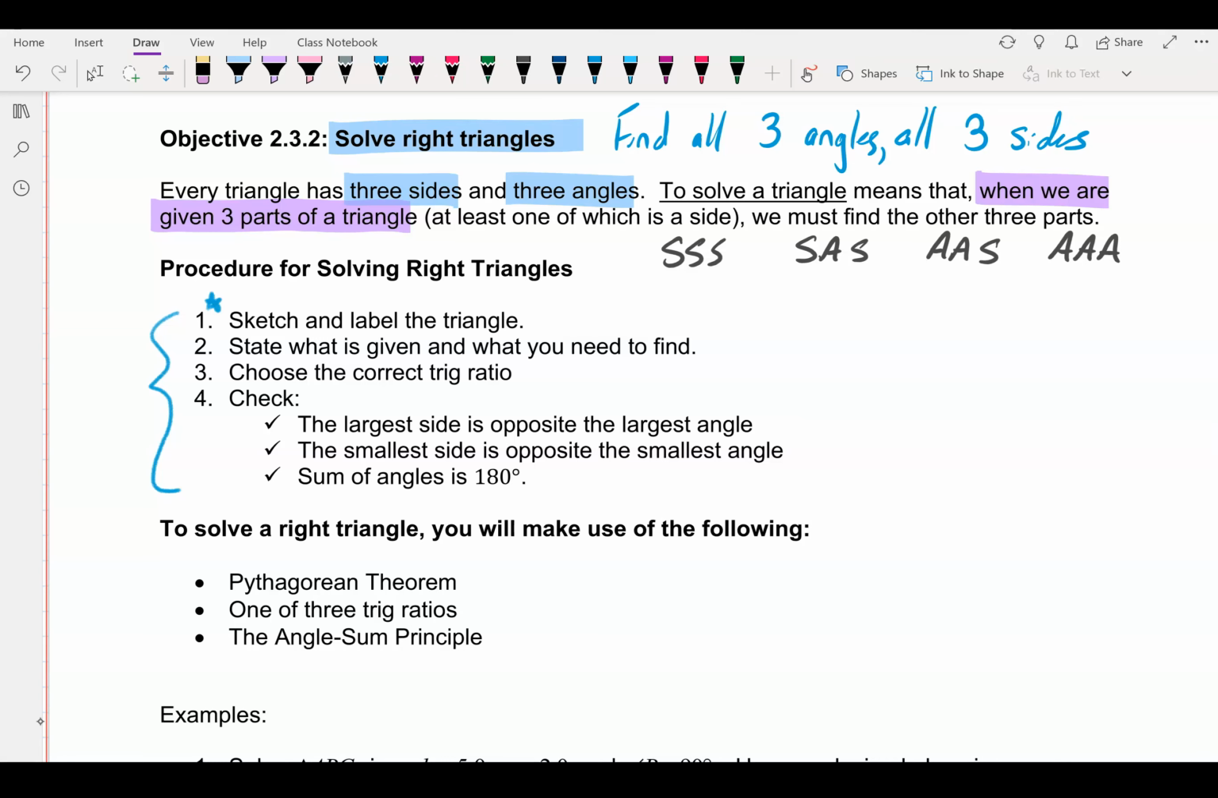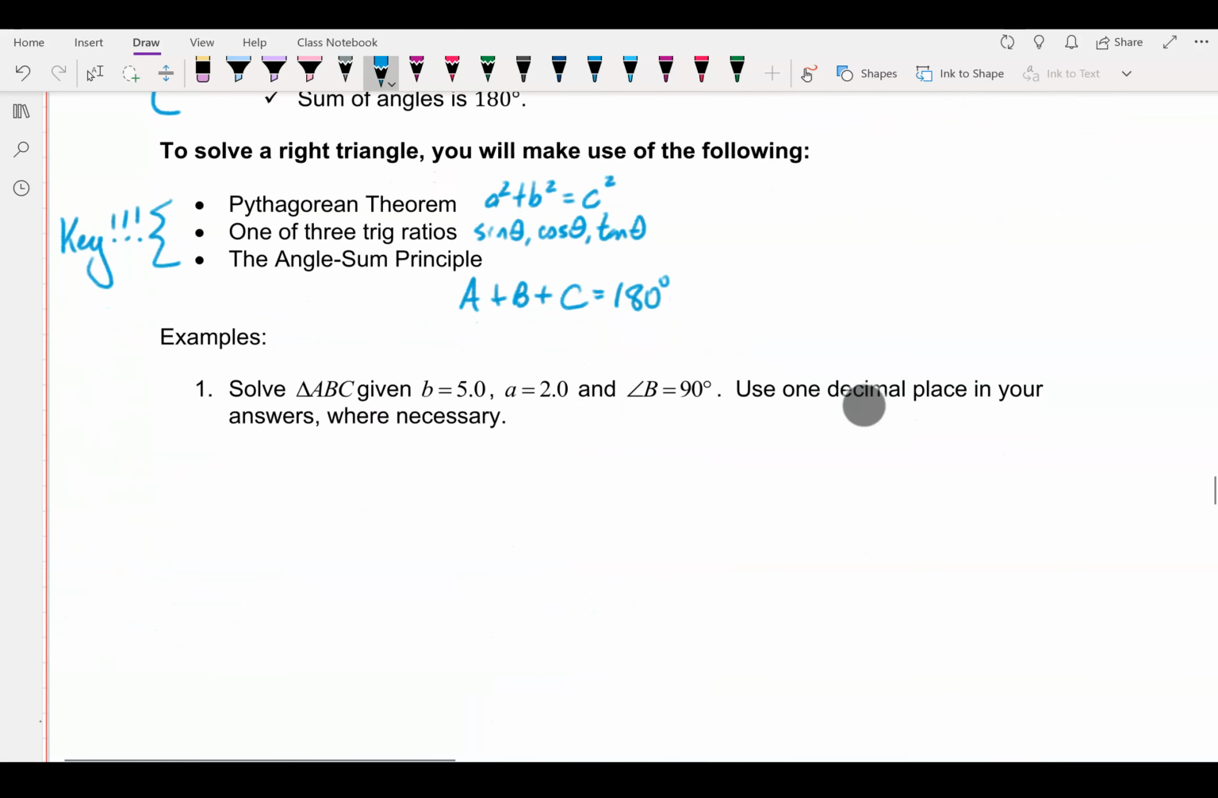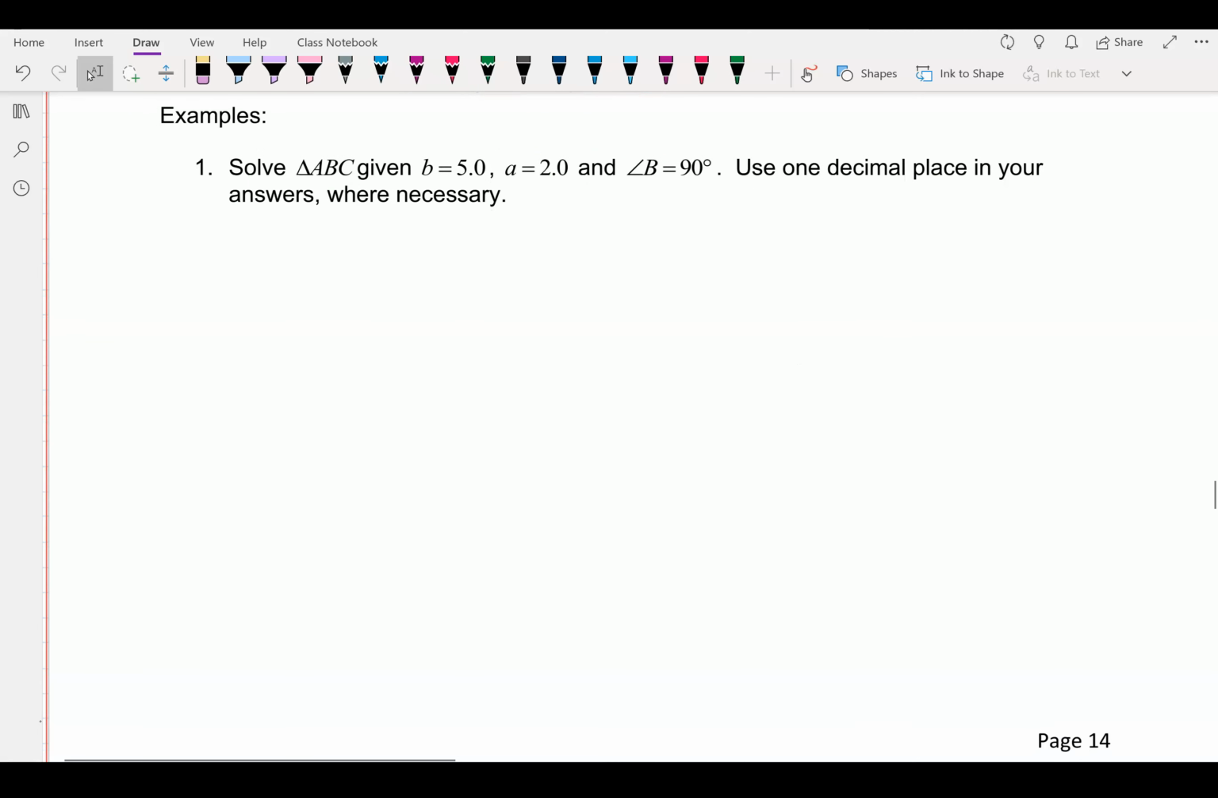And to solve the right triangle, absolutely crucial, these are our 3 steps. Pythagorean theorem, so the concept that your 2 legs squared and added together are equal to the hypotenuse squared, using trig ratios, sine, cosine, and tan. And then your angle sum principle, the idea that if you add all your angles together, that will equal 180. And that becomes extremely important when we're solving triangles. Let's jump into an example and see if we can make sense of this process.